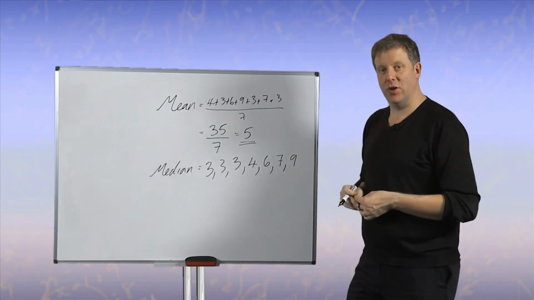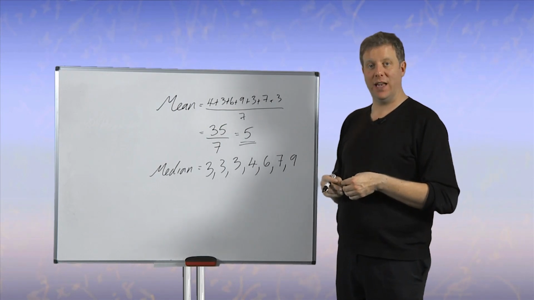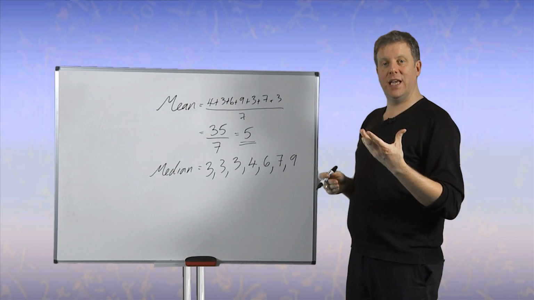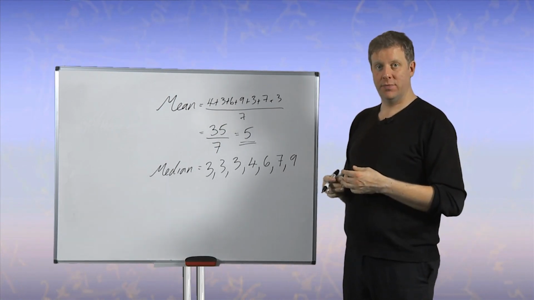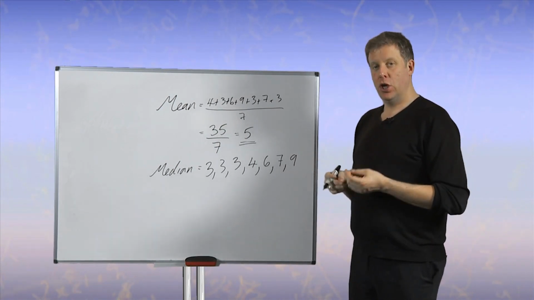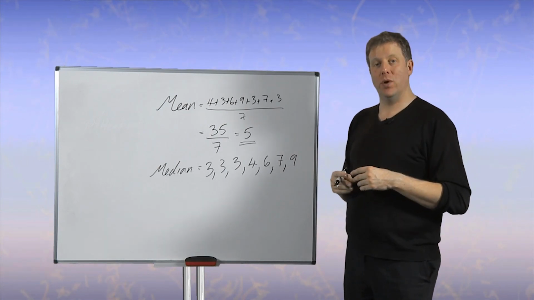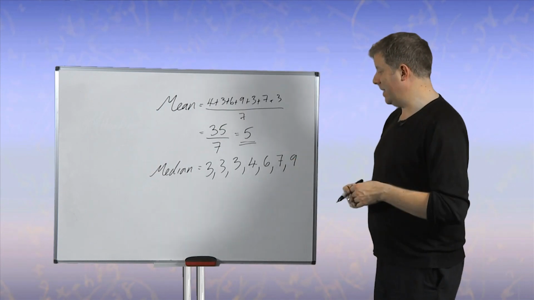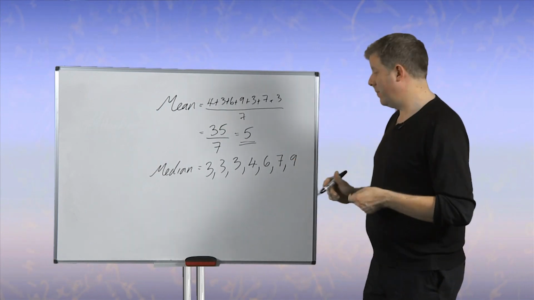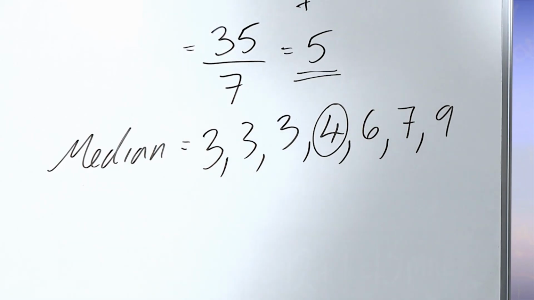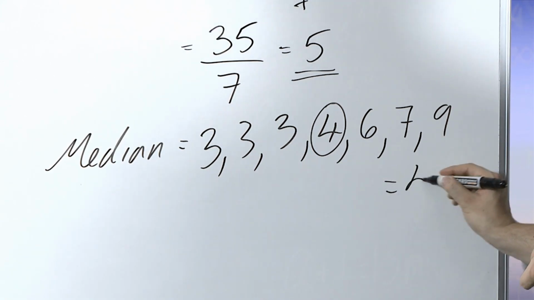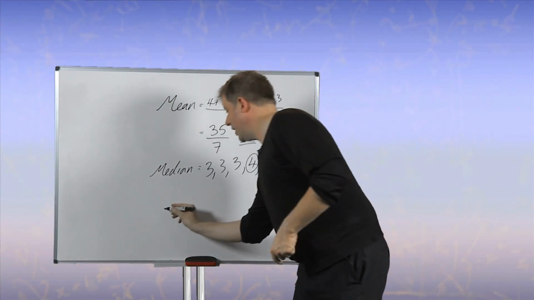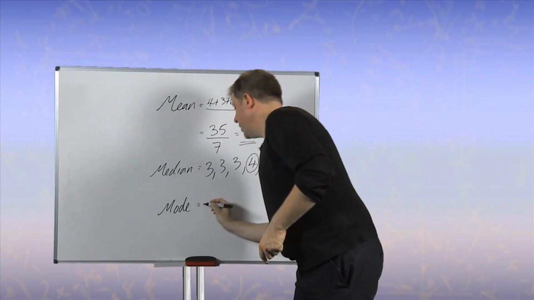So we've written our numbers out in order, and now we're looking for that middle value. Now if it's an odd number of numbers, in this case 7, your set of numbers will always have one median. But if it was an even set of numbers, you'd actually have 2 middle numbers, in which case you'd find the halfway point between those 2. In this case though, we're lucky, we've only got one middle number, and that middle number is 4. So our median is 4.